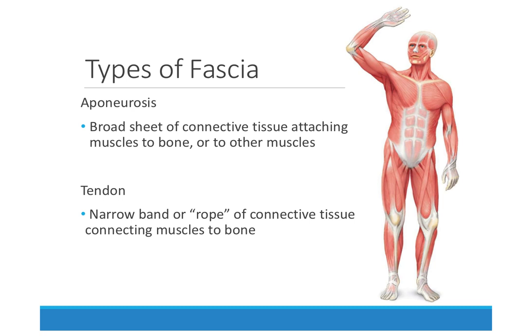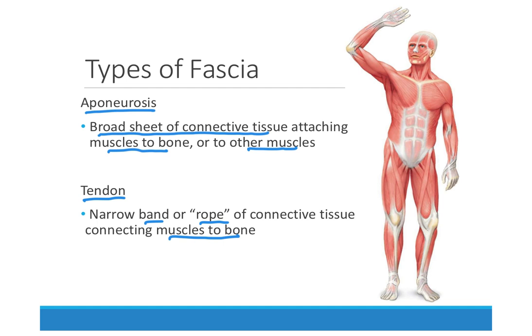Fascia can be further divided into two types. There's aponeurosis and, of course, tendons, which you're already familiar with. Tendons are the narrow bands or ropes of connective tissue that bring muscles to bone. But aponeuroses are important too. They are flatter, bigger sheets of connective tissue that can attach muscles to bone or can attach one muscle to another muscle.